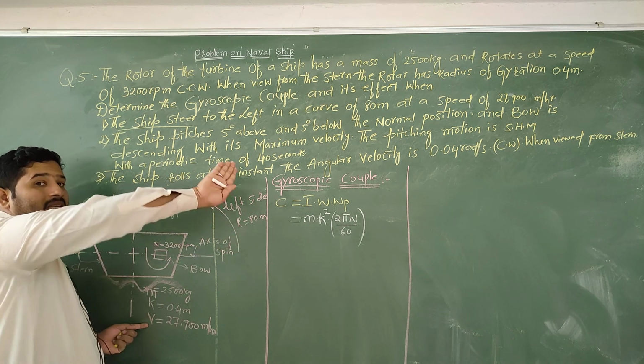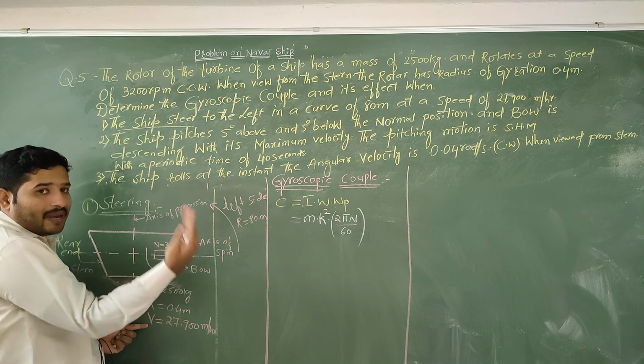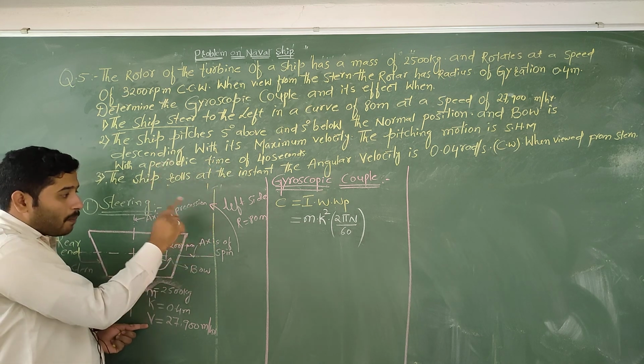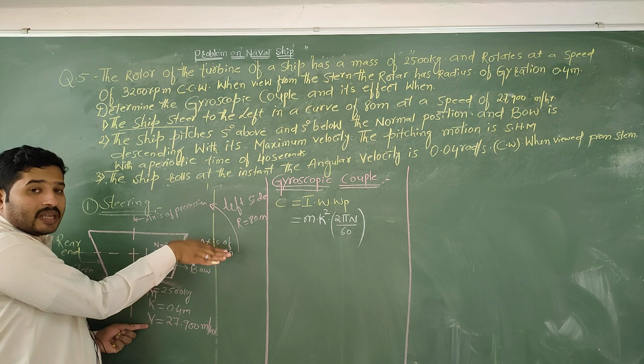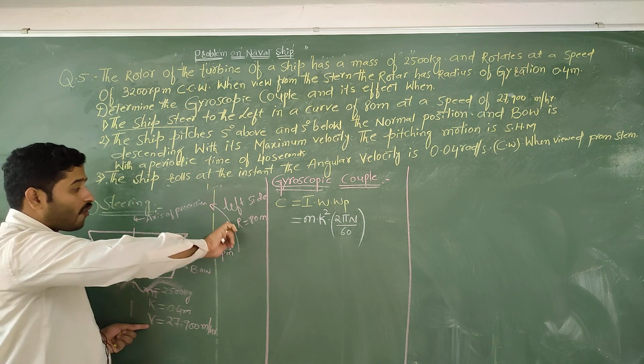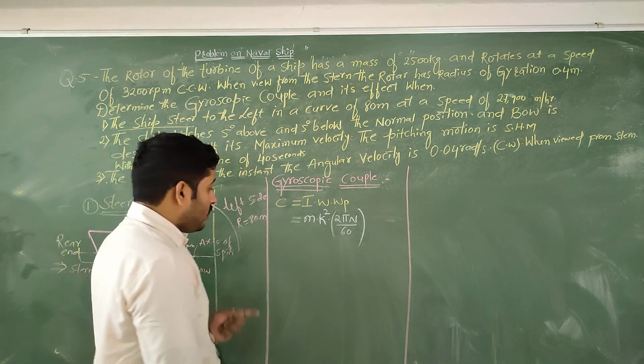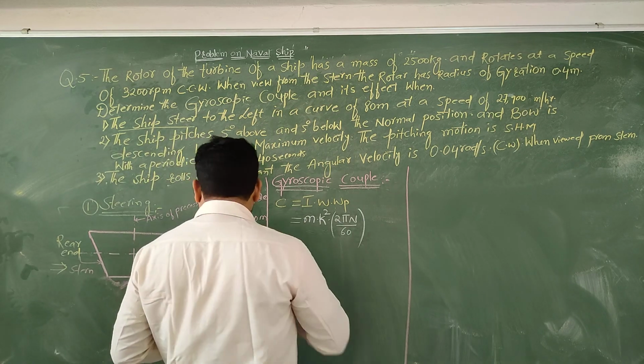After that it is taking the turn. It may be a right turn or a left turn. But in this condition he is taking the left turn, and the radius is given: R is 80 meter.